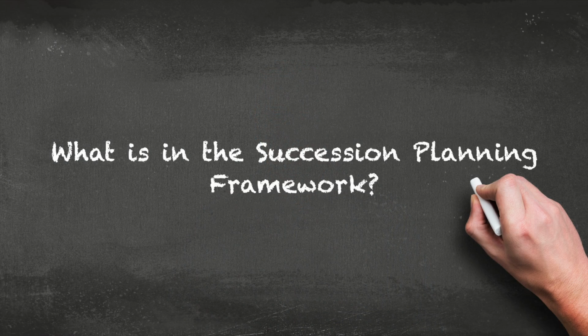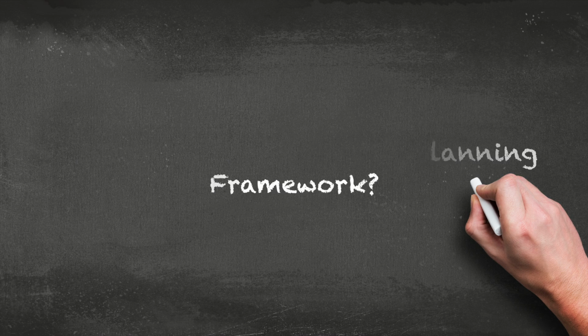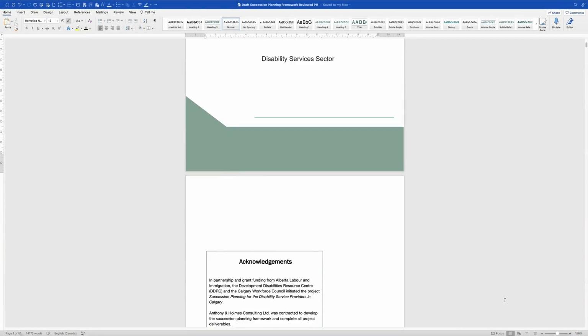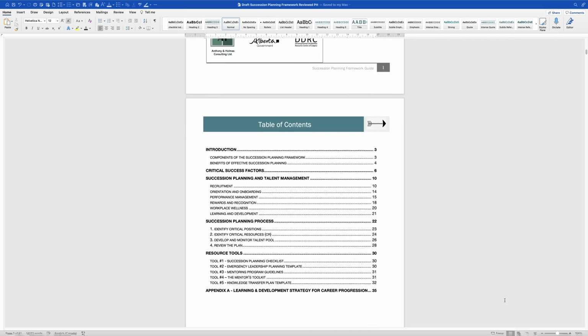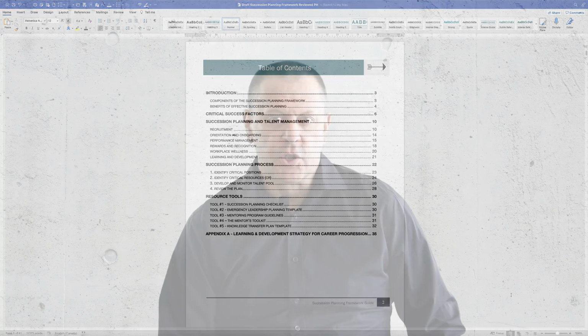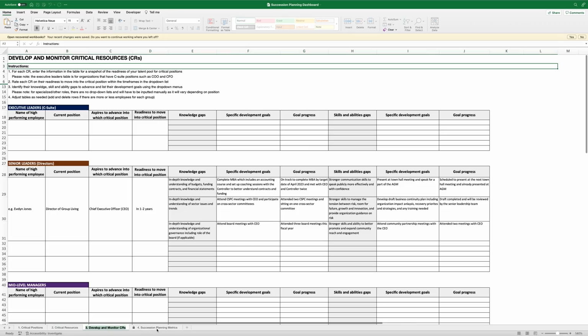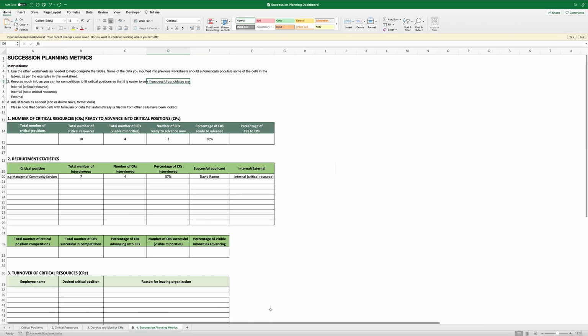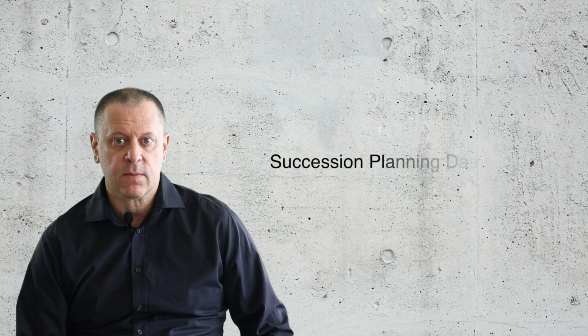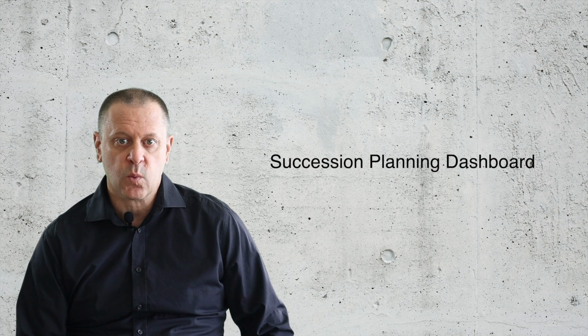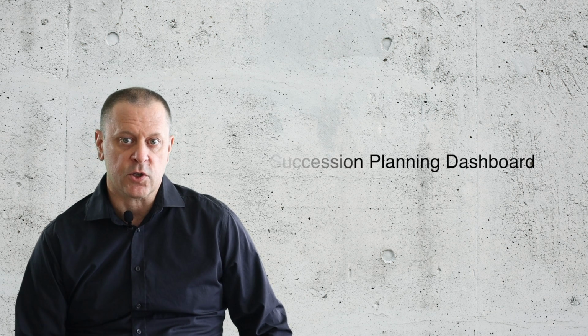What is included in the succession planning framework? The Succession Planning Framework Guide is available in a PDF format. The tracking aspect of the succession planning process has been created in Microsoft Excel. Several worksheets have been included in one Excel workbook called Succession Planning Dashboard. This workbook should be used in conjunction with the PDF guide.